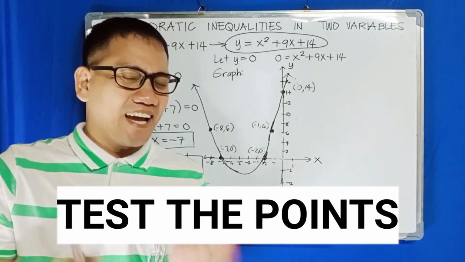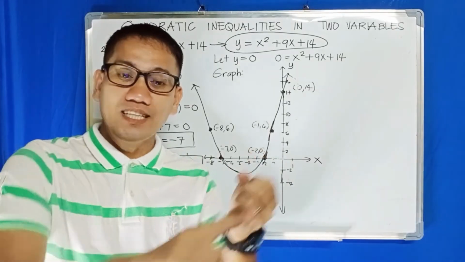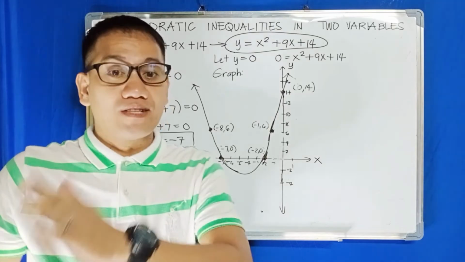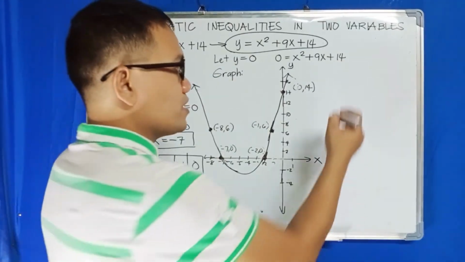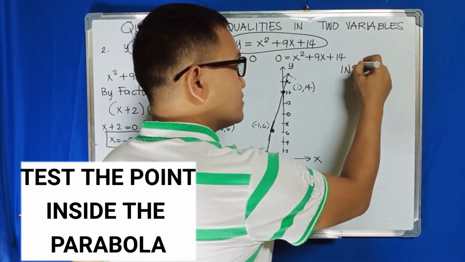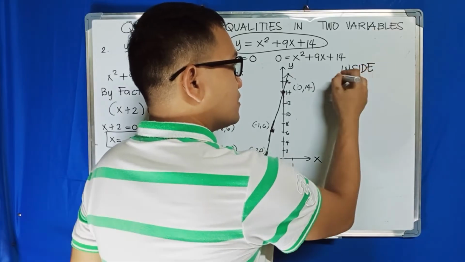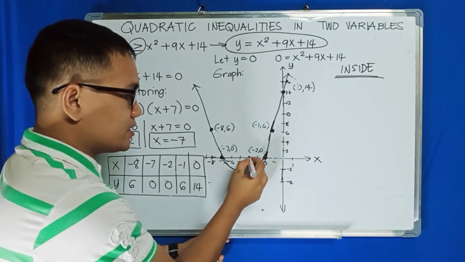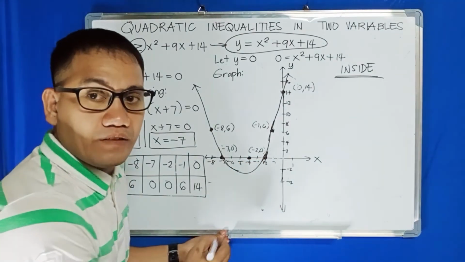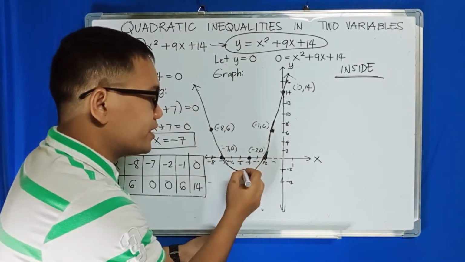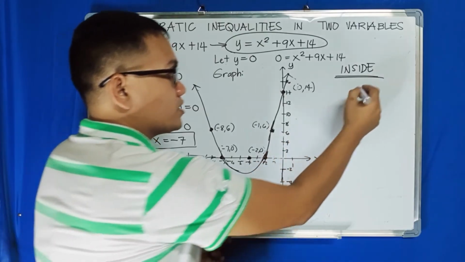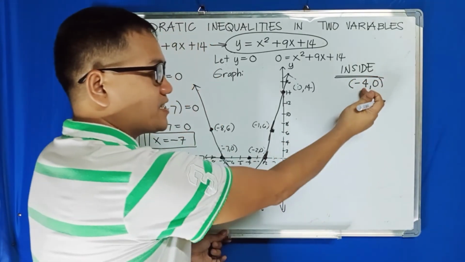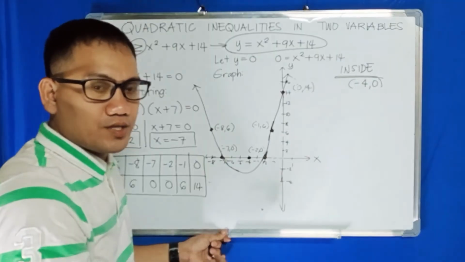undergo testing. Again, in testing, we will test a point that is inside our parabola and a point outside the parabola. So we will test a point inside, and we will try to locate a point here. The ordered pair of this point is negative 4, 0. So allow me to use negative 4, 0, where x is negative 4 and y is 0.